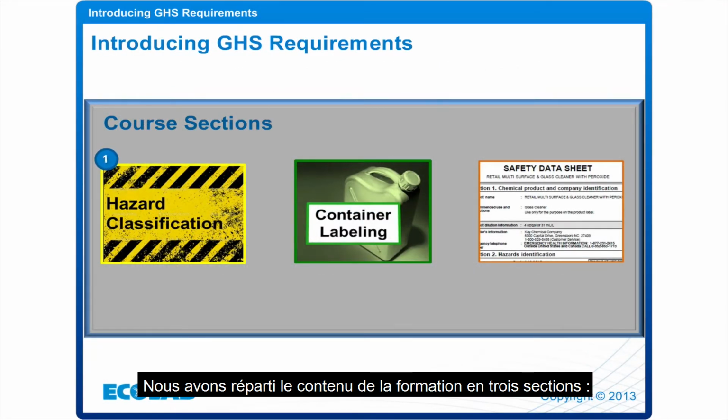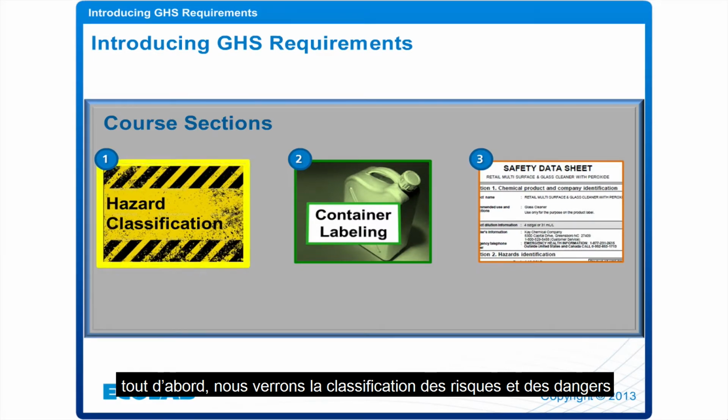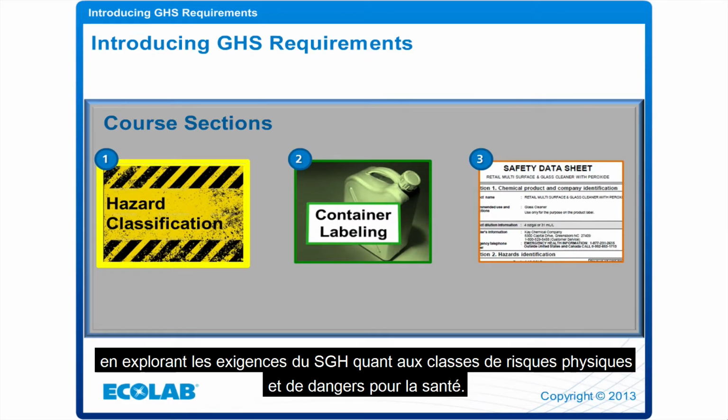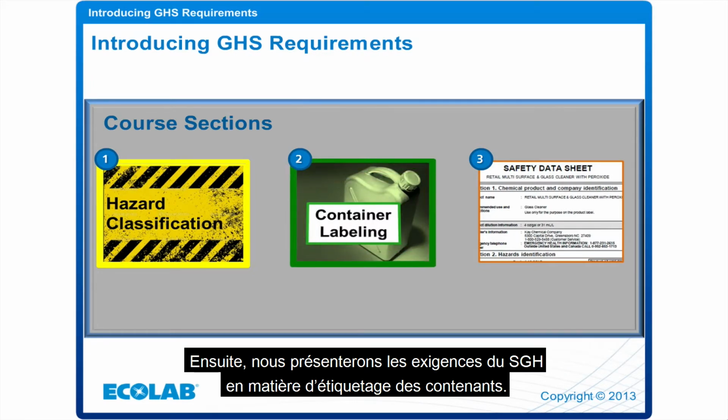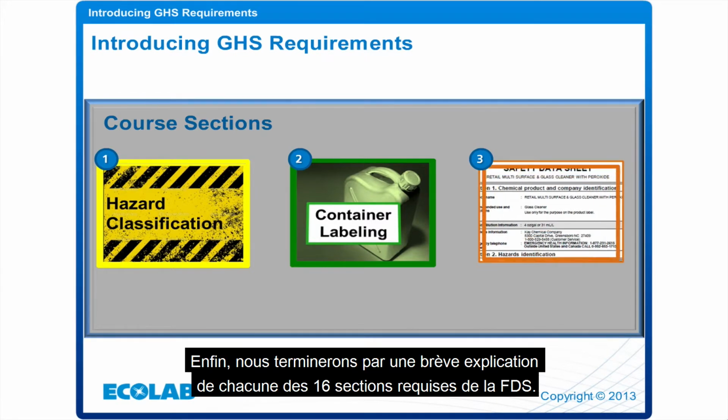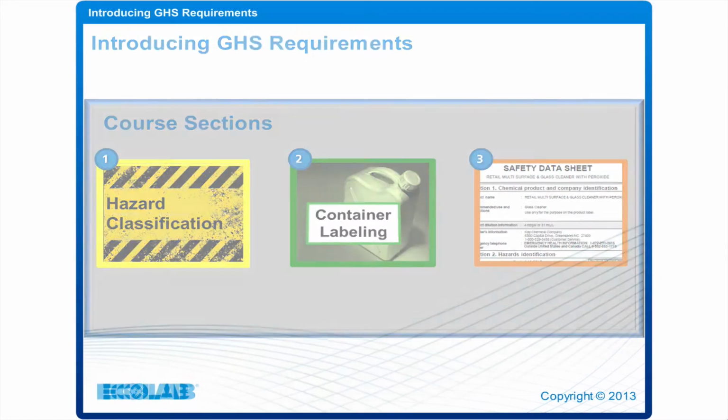We've divided the course into 3 sections. We'll begin with hazard classifications, where we will explore the GHS requirements for health and physical hazards classes. Next, we'll introduce the GHS container label requirements. We'll conclude the course with a brief explanation of each of the 16 required SDS sections.